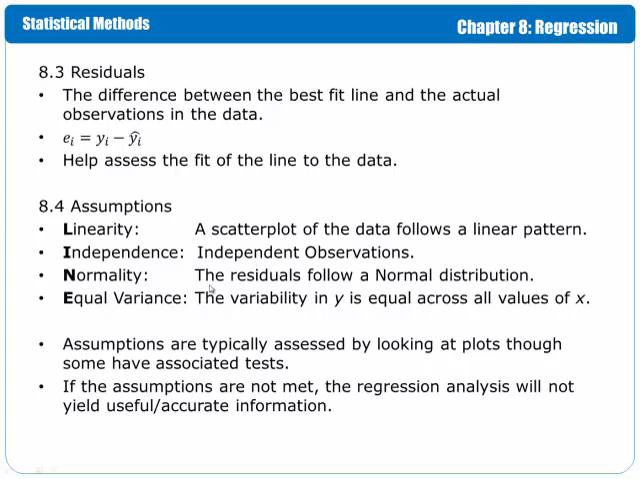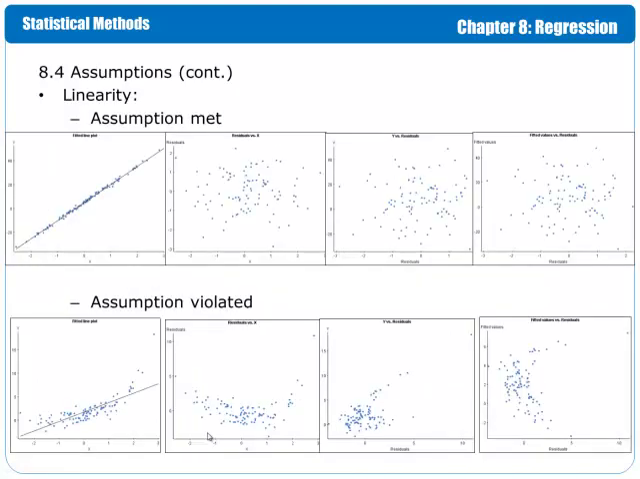For normality, we're looking for the residuals to follow a normal distribution. So there are a couple of ways that we can assess that, either with a graph or with a test, to determine if our residuals are in fact normally distributed or close thereto. With equal variance, we're looking at the variability in y being equal across all the values of x. So the spread of the data from left to right in our graph should be fairly similar in nature, similar in width. If the assumptions are not met, the regression analysis will not yield useful or accurate information. So let's take a look at how we would assess these assumptions.